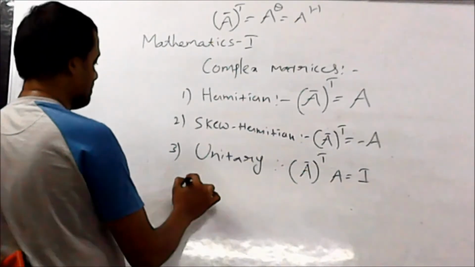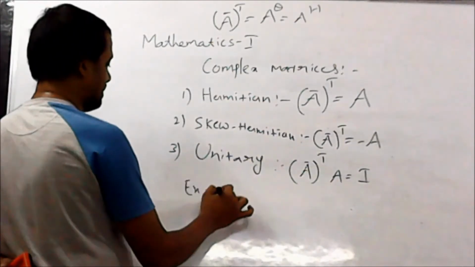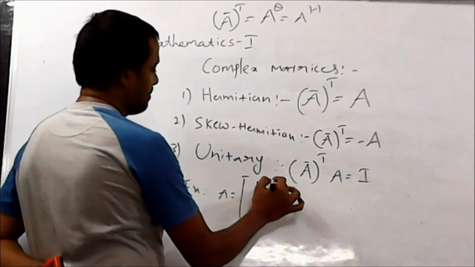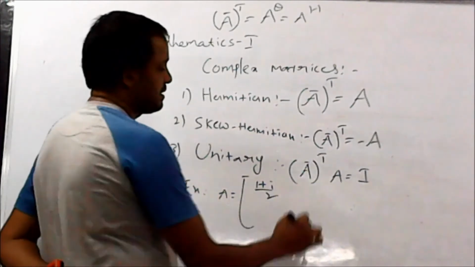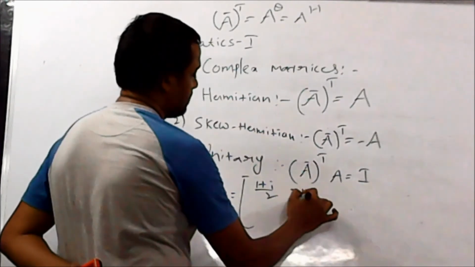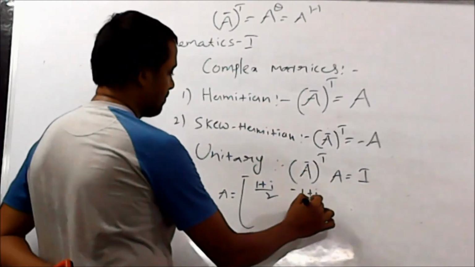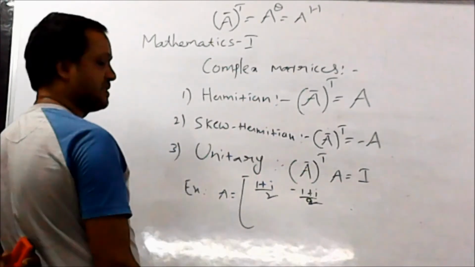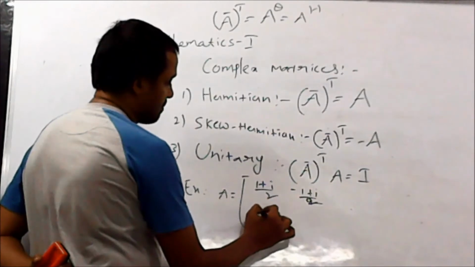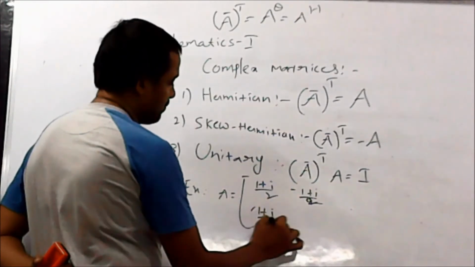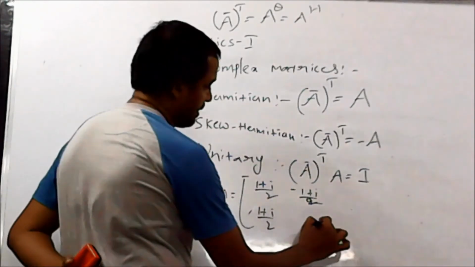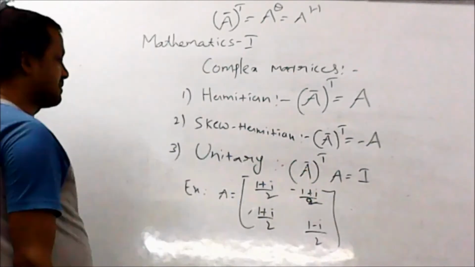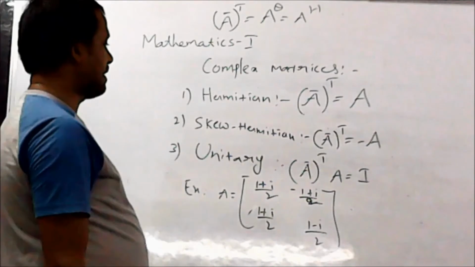The example is here, 2 by 2 you can consider. Here the example is 1 plus i by 2, another one is minus of 1 plus i by 2. It is very difficult to remember. Generally they don't ask about it. Write an example: 1 plus i by 2, first one is 1 minus i by 2. So it is about unitary matrix, conjugate transpose into A is equal to identity matrix.